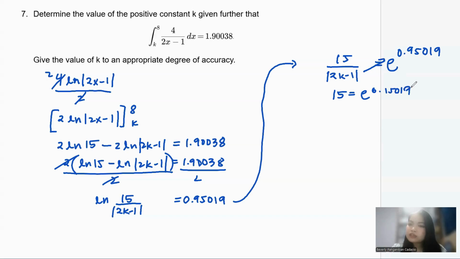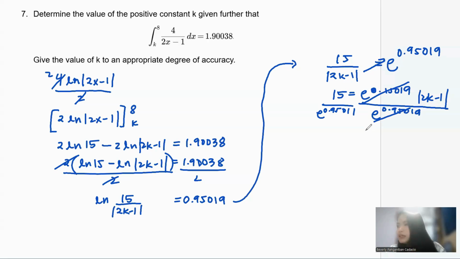0.95019, and your 2k minus 1, you multiply, right? But what you want to get is the k. So remove everything besides that, starting by eliminating that thing, e, beside your expression here. Divide both sides by that e to the 0.95. Just put it in the calculator. Now, at this point, it will give you approximately 5.8.